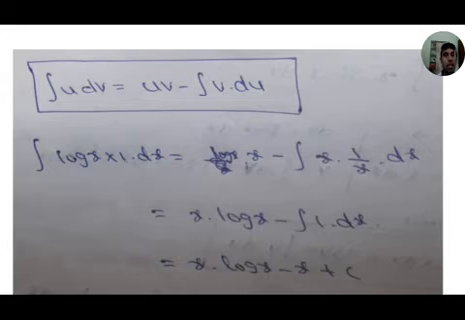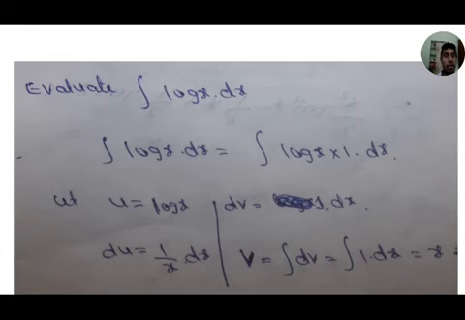Next, let us move here. Only one function we have, log x. So it can be written as log x into 1. Make it as a product of two functions, and isolate the first logarithmic function and another algebraic function. The logarithmic function comes first, so u equal to log x.